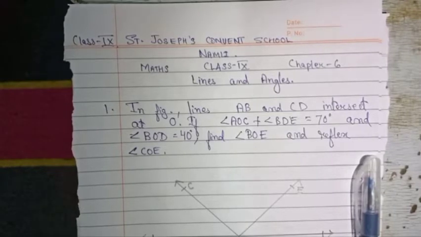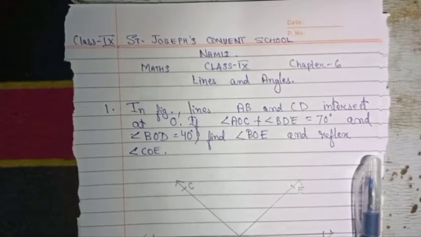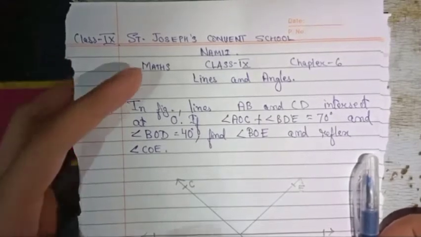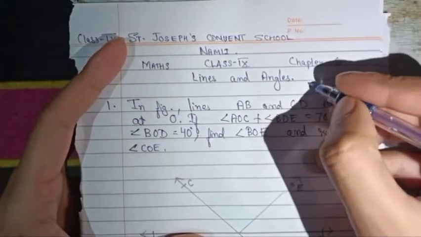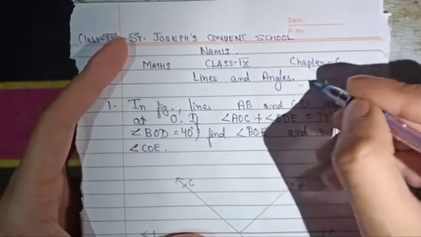Today we will start exercise 6.1. First question. Yesterday, in the previous video, we understood the basic concept of chapter 6, lines and angles. So today we will start exercise 6.1.